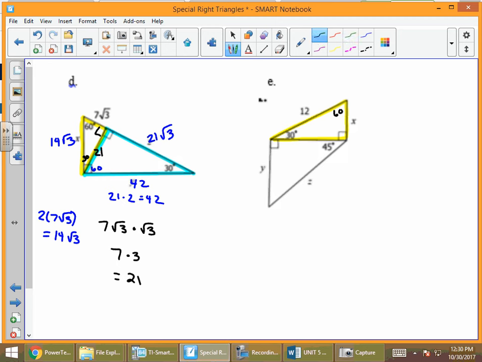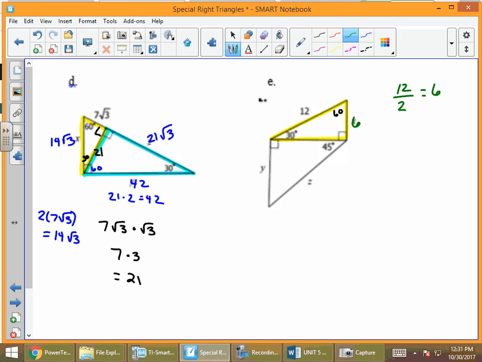In which side were we given? Short, long, or hypotenuse? Hypotenuse. Across from the 90. So we always want to find which side first? Short. So to go from hypotenuse to the short side, are we multiplying or dividing? Dividing. What are we dividing by? 2. 12 divided by 2 is 6. So I know the short side is 6.